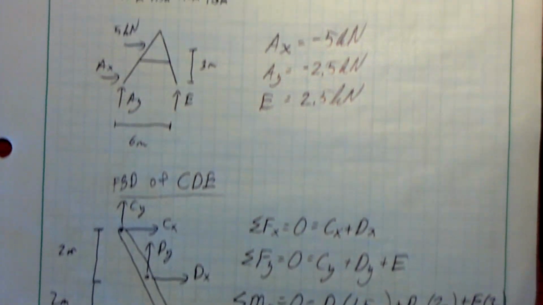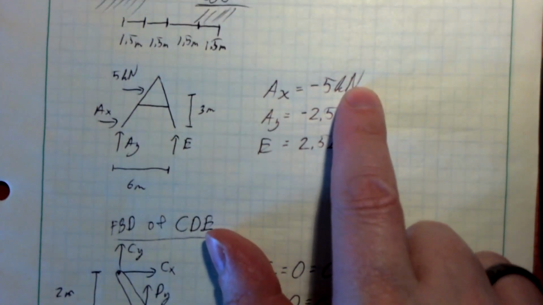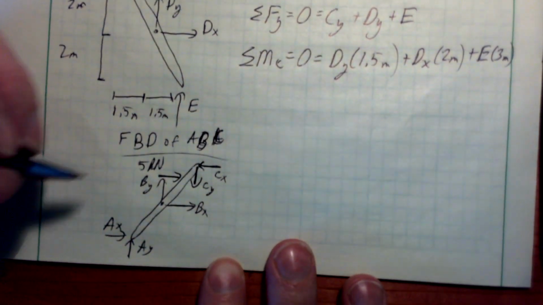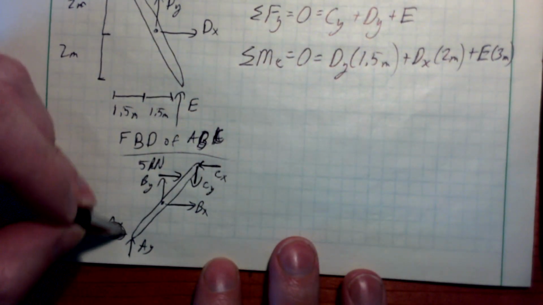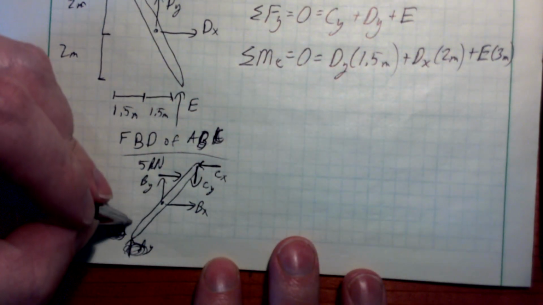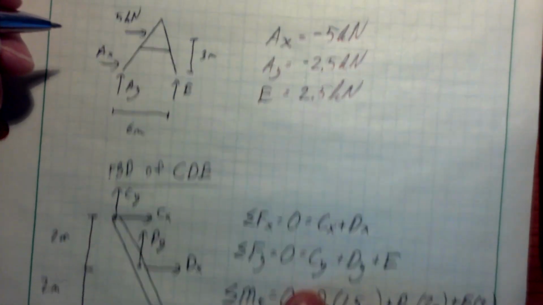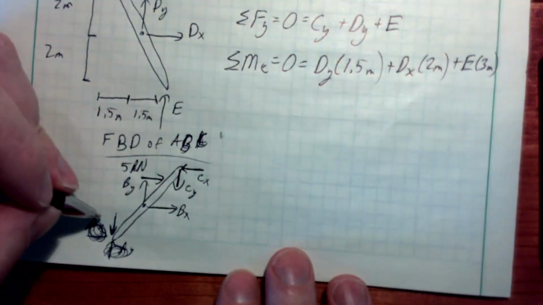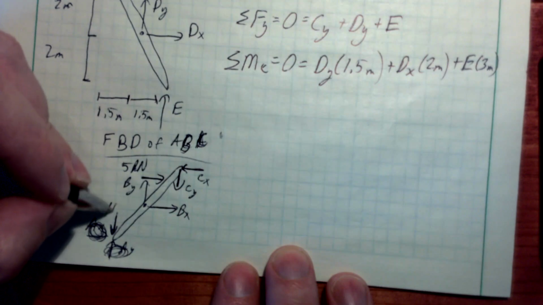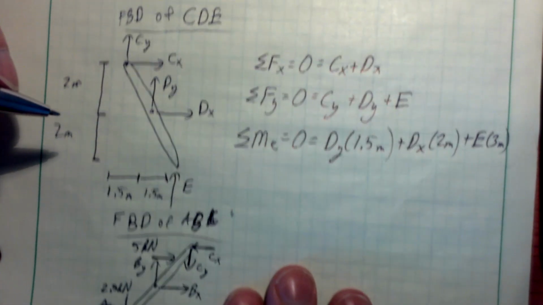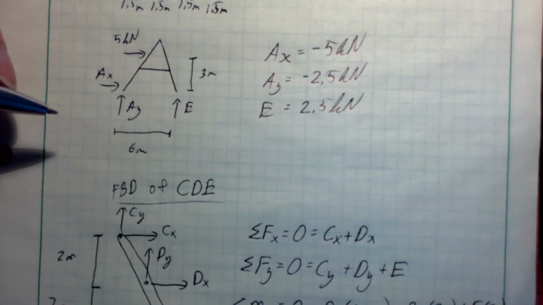Now remember, we found both AX and AY to have negative values, so if you would like, I've drawn them positive here. If you'd prefer, you can draw them as we found them. We found AY to be minus 2.5 kilonewtons. You can draw it in the negative Y direction. I apologize. I should have drawn it that way initially if that's what I wanted to do.